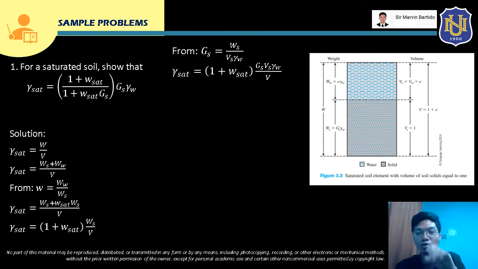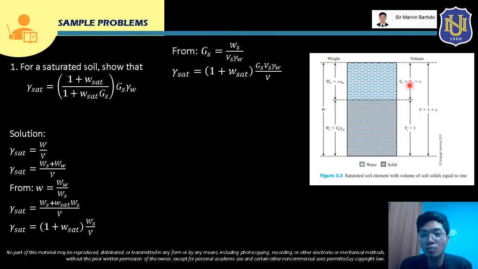So class, 'di ba, doon sa derivation natin, pwede nating gamitin na reference yung void ratio. 'Di ba class kapag yung void ratio, yung formula niya is volume ng voids over volume ng soil solid. So kapag ginawa nating 1, i-assume lang natin na 1 para may makuha tayong relationship, ha. So yung volume ng soil solid class ay 1. So yung volume ng voids natin dito class, 'di ba? Saturated yung lupa natin, take note class. So yung voids natin dito ay water lang, ha.